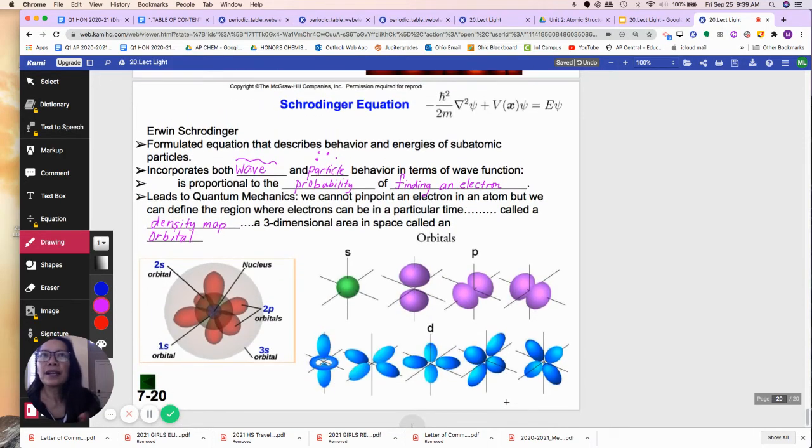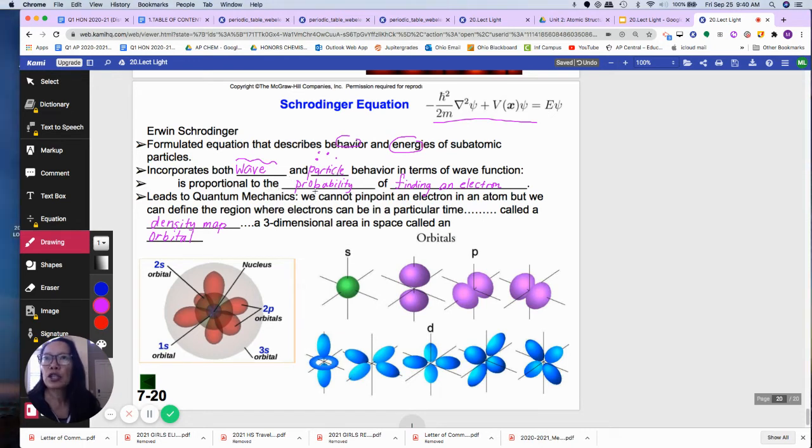So this is Schrodinger's equation. When he plugs it in there, he knows the approximate location of the electron. It describes both the energy and behavior of the electron. It has both its wave and particle behavior. It's proportional to the probability of finding an electron. So it's just a probability. It's probably there most of the time. It leads to something we call quantum mechanics. We cannot pinpoint an electron in an atom, but we can guess the area in space where the electron is. This is called a density map.